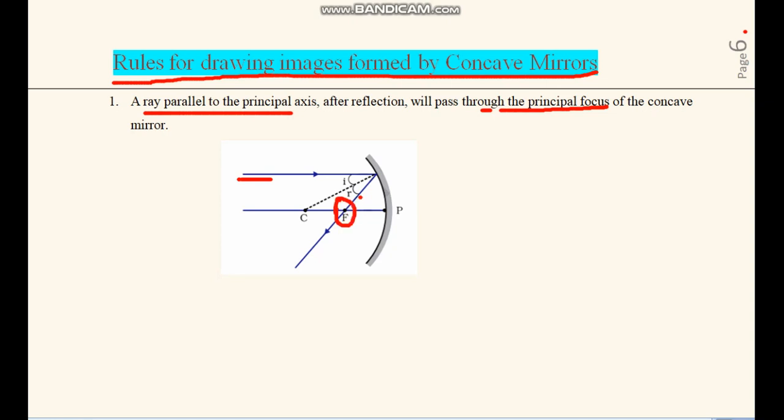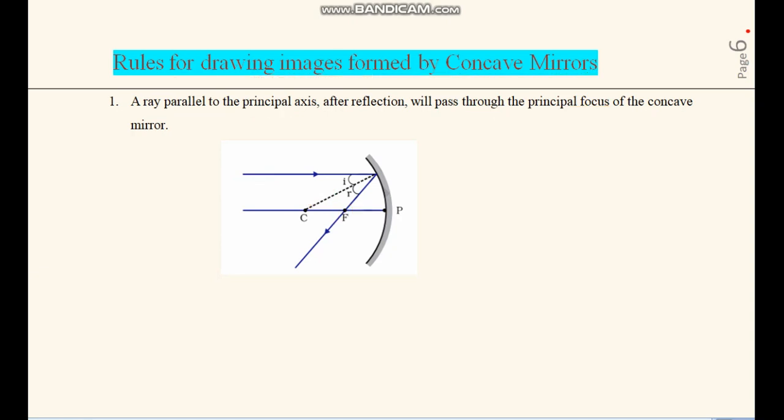Note here that the dotted line represents the normal to the mirror at the point of incidence, and the laws of reflection are also valid here, that is the angle of incidence is equal to the angle of reflection. So a ray parallel to the principal axis falling on the mirror after reflection passes through the principal focus.